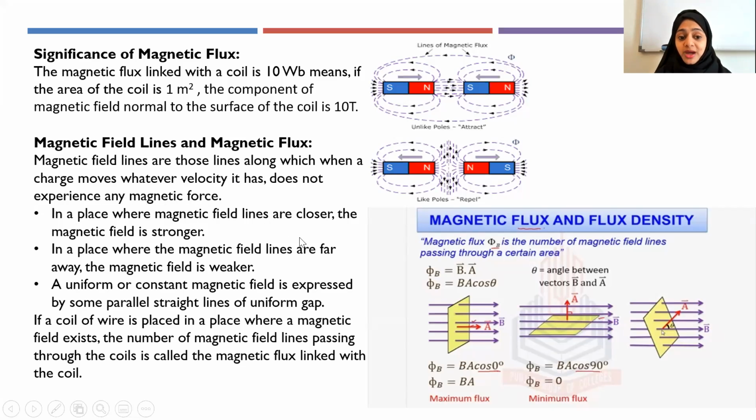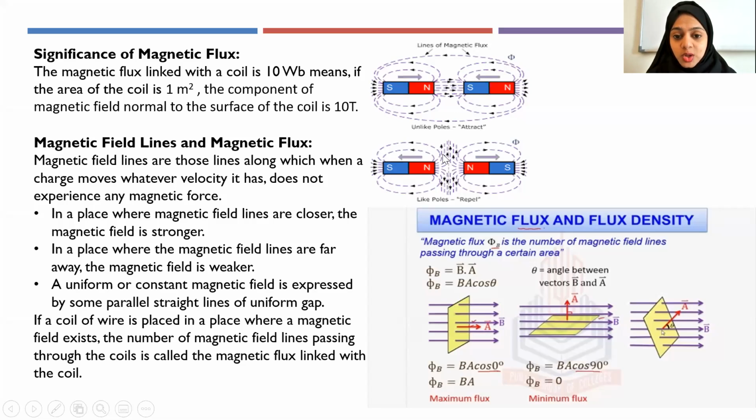Now, in a place where magnetic field lines are closer, the magnetic field is stronger. You know that, right? And in a place where the magnetic field lines are farther away, the magnetic field is weaker. So look here. I mentioned this as place A and this as place B. Where will the magnetic field be more, in place A or place B? A, because the magnetic field lines are close together there compared to place B.